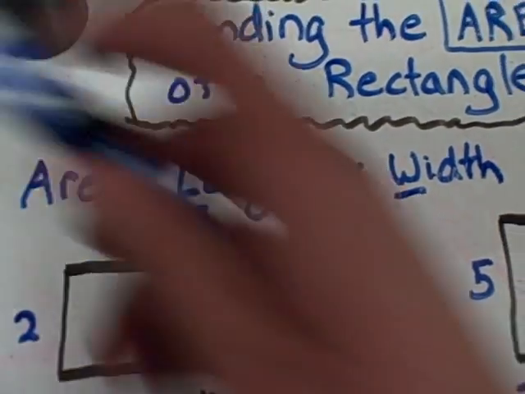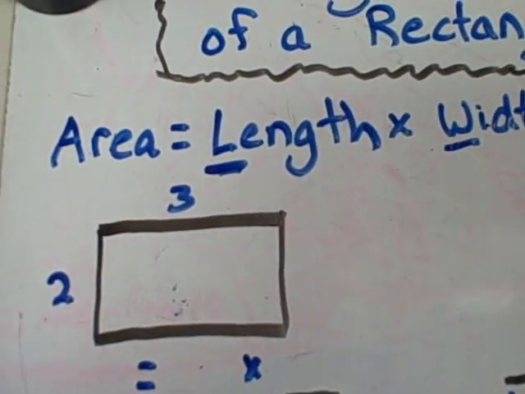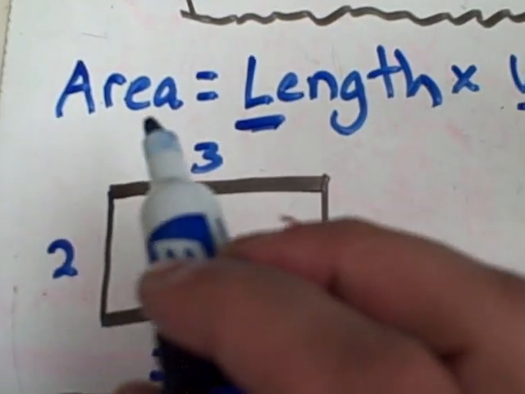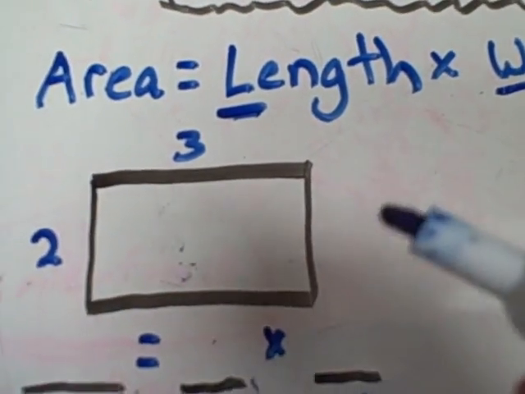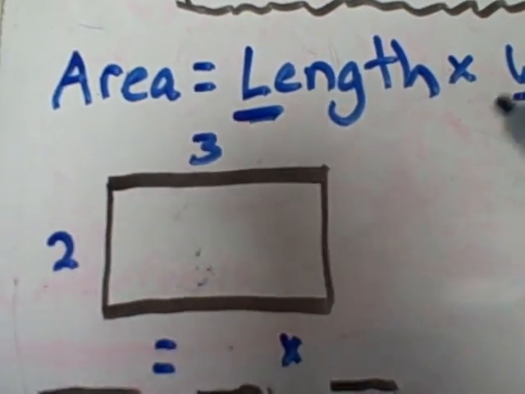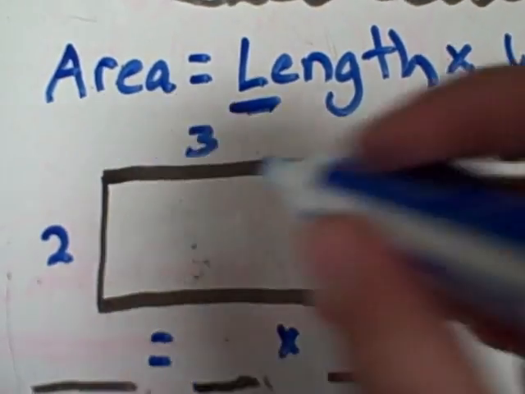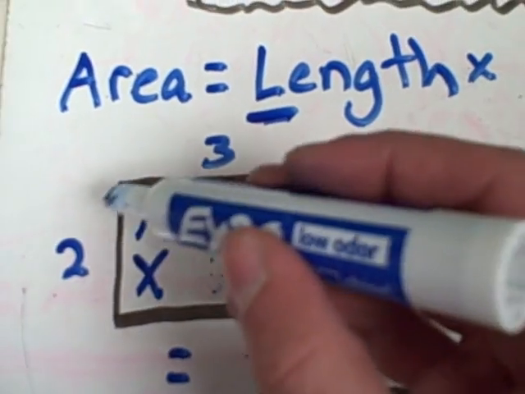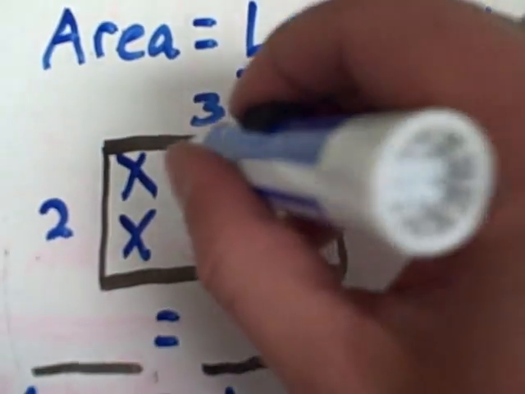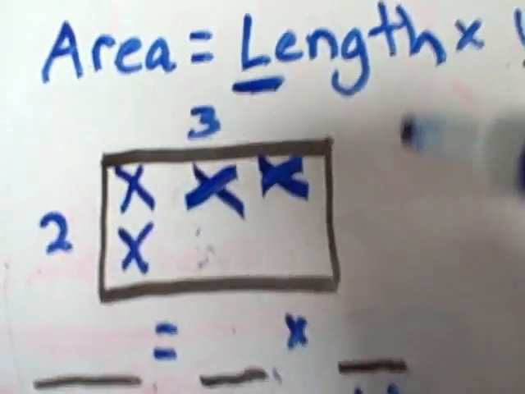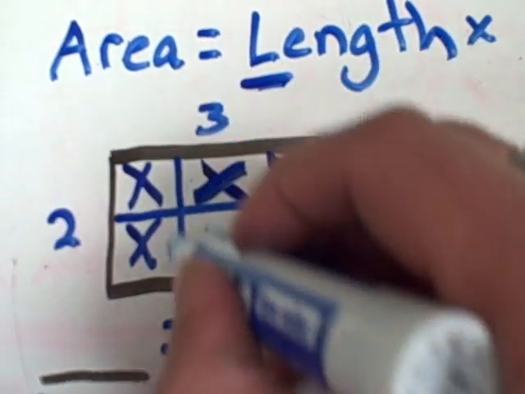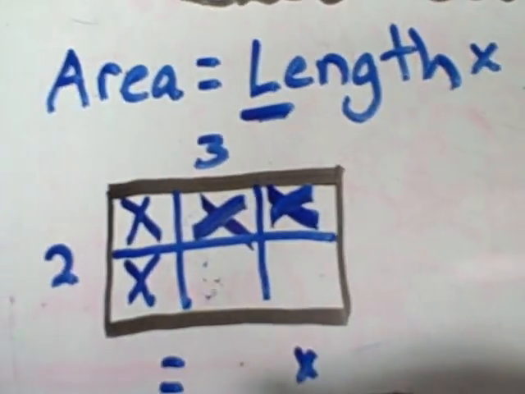So I'm going to go ahead and do that, but I'm going to do it in a way that you can really see the unit squares, because area really means the inside units, and usually they're in square units or square centimeters, square feet, something like that. So if this length is 2 and this width is 3, I've got my unit squares right there.